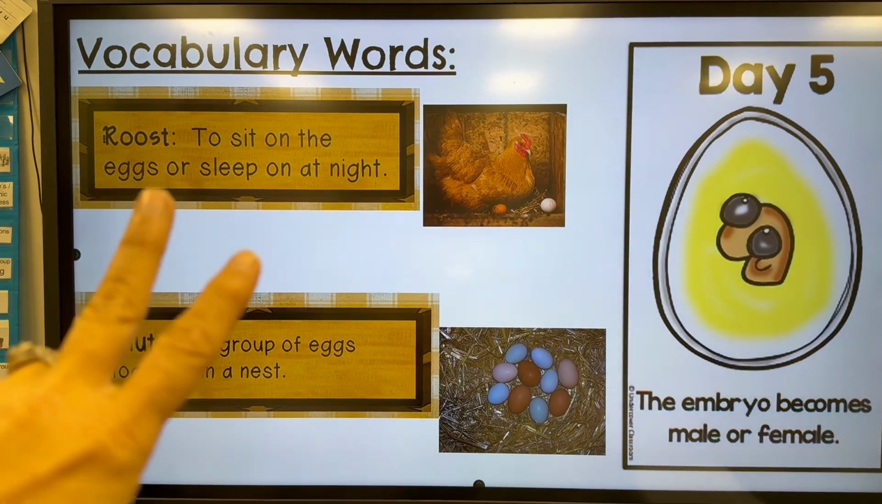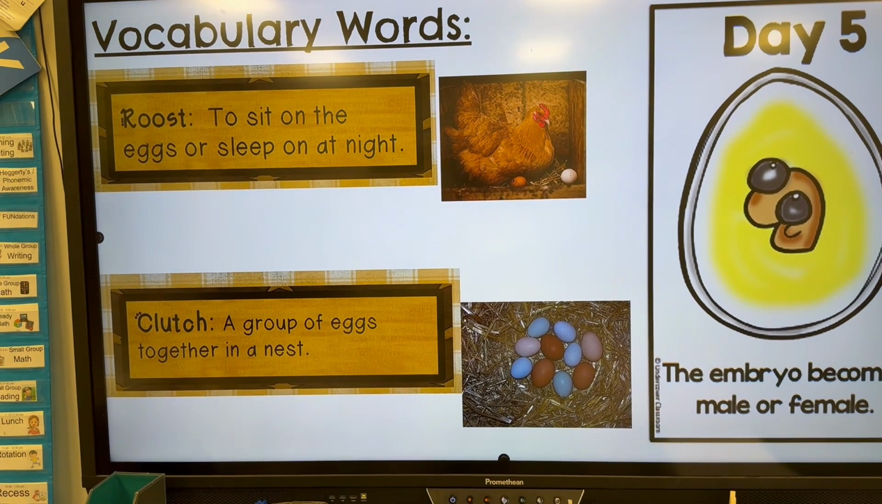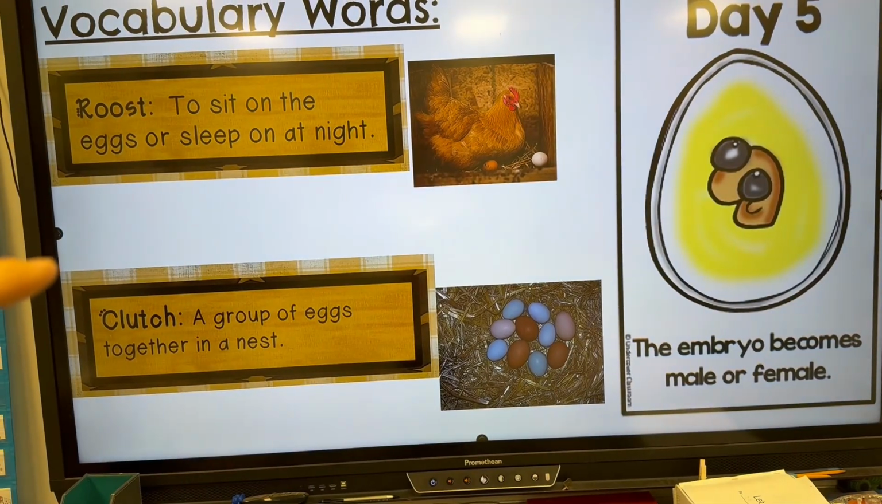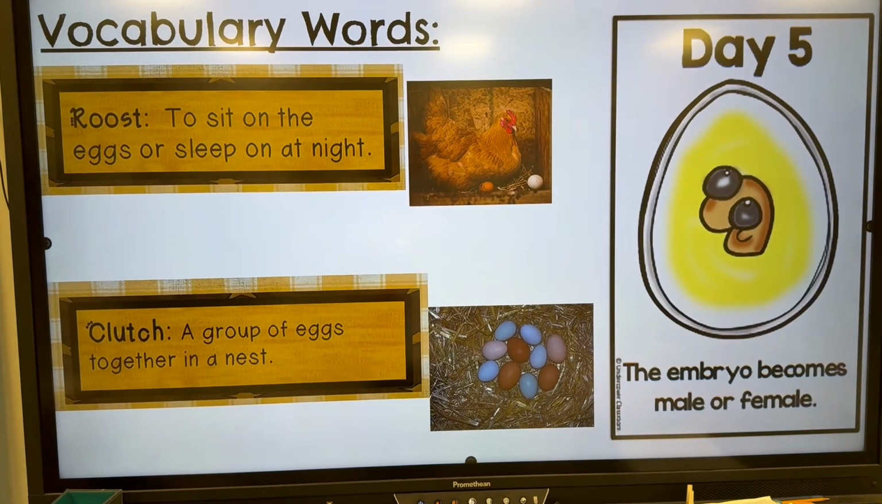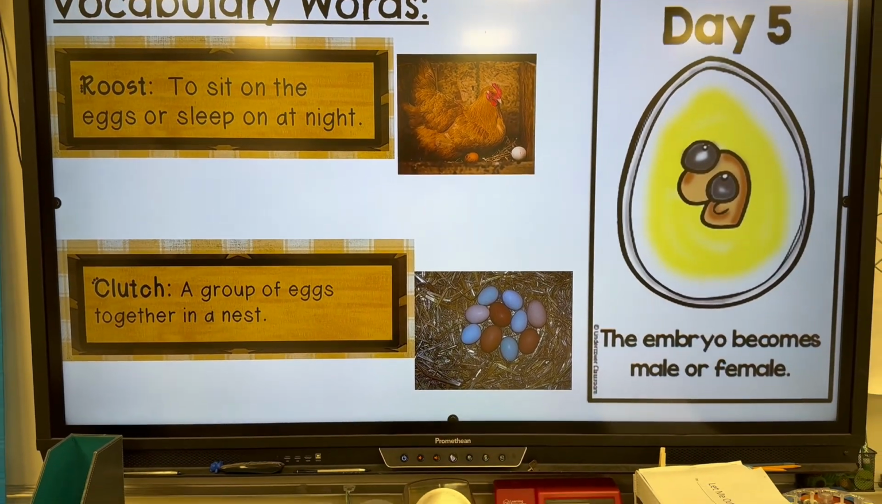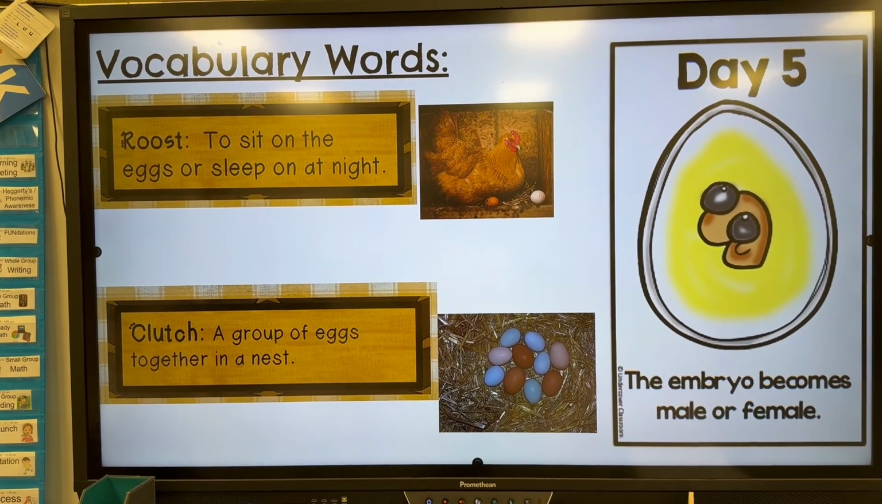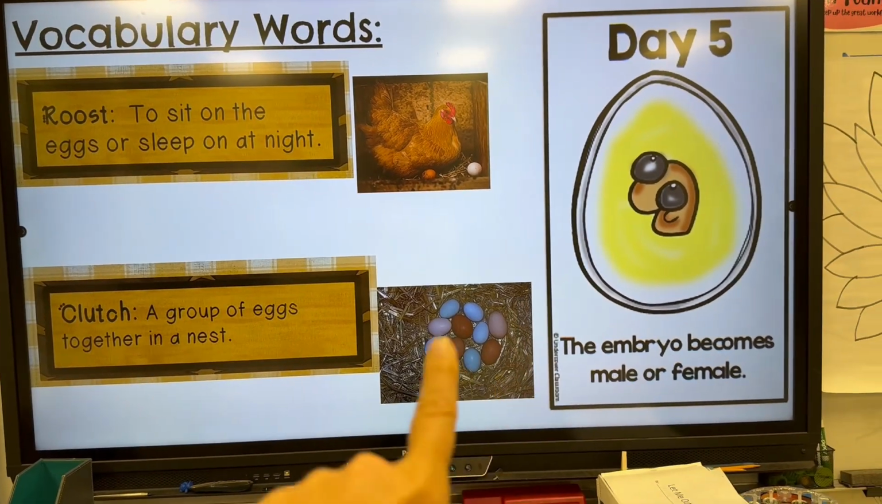It's a multi-meaning word, roost. We can either call it roosting when they're sleeping on a bar, or when they are sitting on the eggs, we call that roosting. Clutch is a noun, which is a person, place, or thing, right? And a clutch is what we call the group of eggs together in a nest.